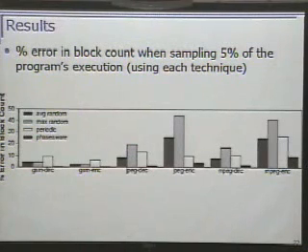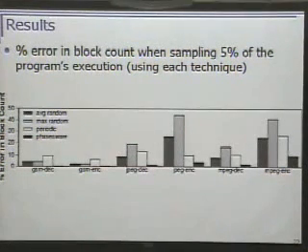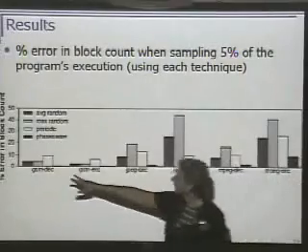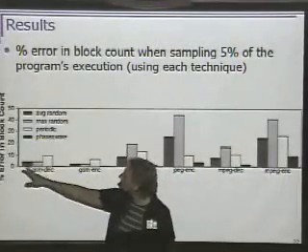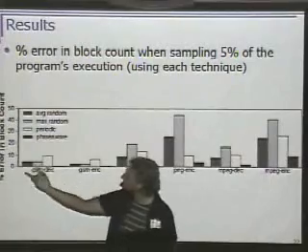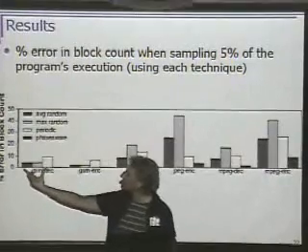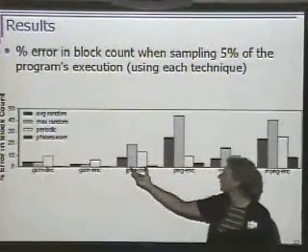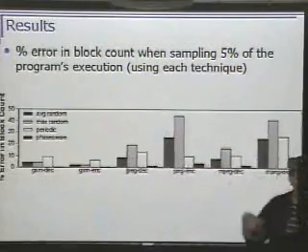Periodic seems better than random. Did I get that wrong? Yeah, periodic's worse. See, here's random and periodic. This is average random and periodic, so we're comparing these two. Random's better, random's worse. I just wanted to point that out. Sorry if I confused that.